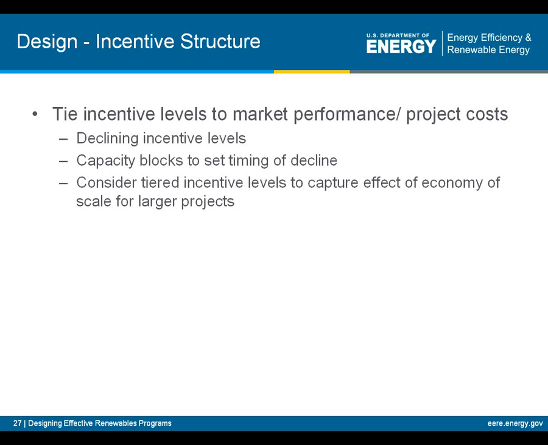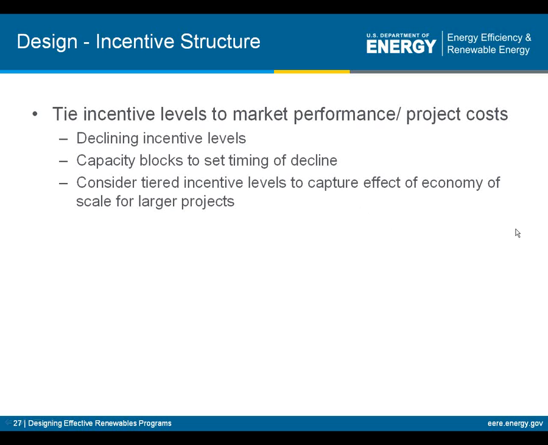That means that if there's a really high demand, you reach that capacity of approved projects very quickly, and the decline in incentive level drops more quickly. If the market slows down, then it takes longer for you to actually sign up that total capacity of approved reservations, and the incentive level stays at a stable level for longer. As long as these sorts of things are well communicated to the community, they can plan around them, and it can be a more effective way of trying to tie the incentive level to the market performance.